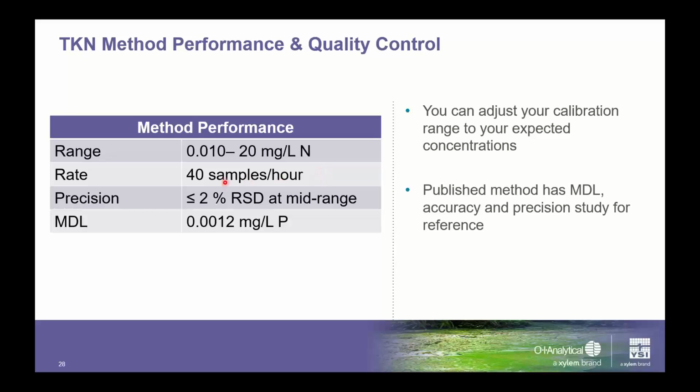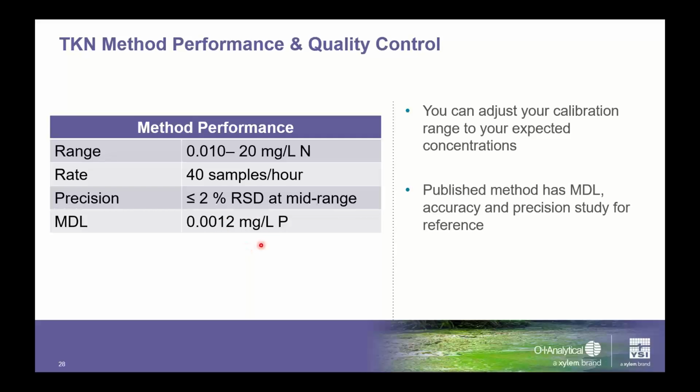That's a pretty great throughput rate if you're collecting a lot of samples and want to push those through your lab. The precision is fantastic with this method at less than 2% relative standard deviation at the mid-range of the calibration curve that we described for you in that method. And the method detection limit is fantastic, really at 1.2 ppb, which is generally far lower than you're really going to need when you're measuring TKN in a eutrophic environment.